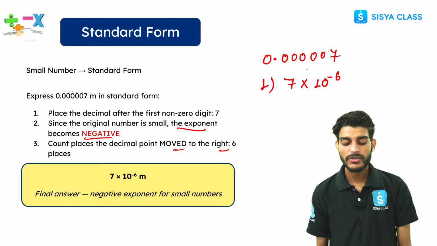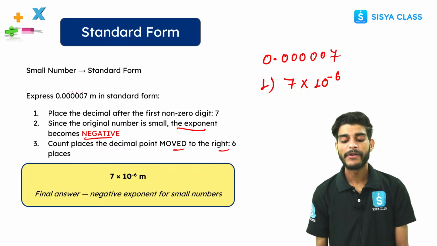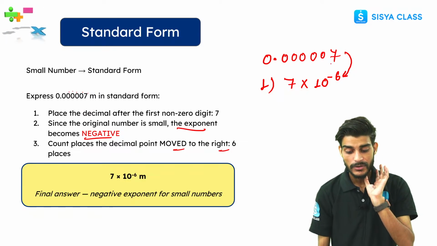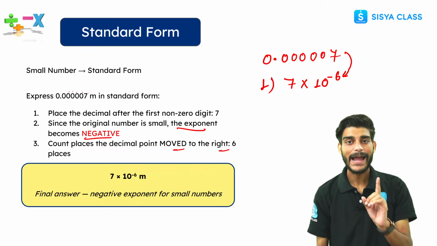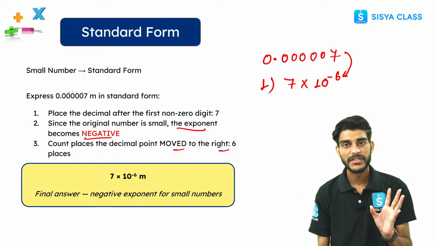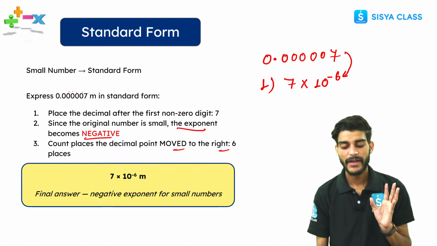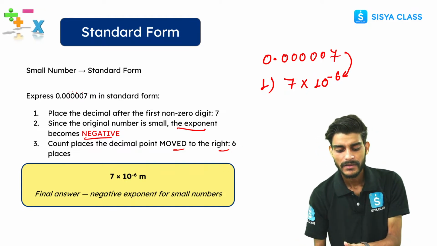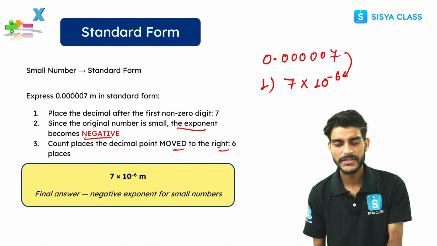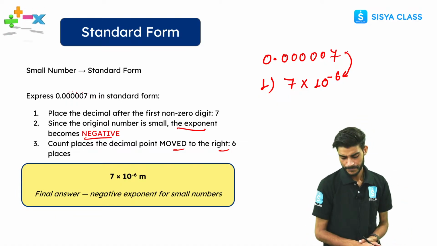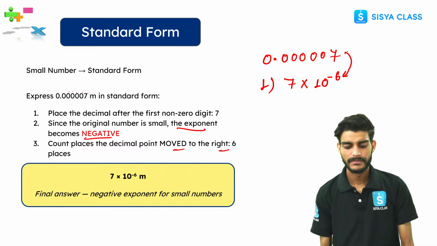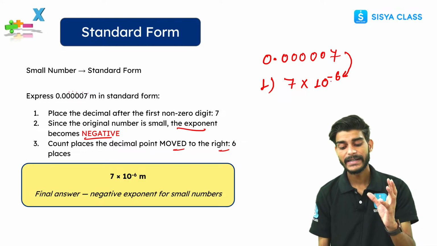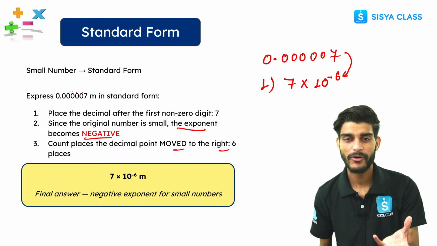Once again I am repeating what I did. If I have to write 0.000007 in standard form, the first step is where I should put the decimal. I have to put the decimal right after the first non-zero digit, which is 7. So 7 point something. So 7.00, here we have nothing, no non-zero numbers after 7, so I'll write 7 only. Now the next question is, what will be the power of 10? The power of 10 will be negative.